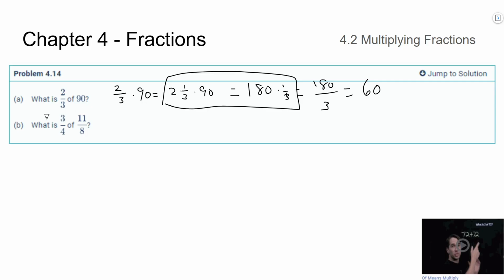All right, so next one right here. What is 3/4 of 11/8? Well, we know of means multiplication, so 3/4 times 11/8. And all we need to do is just multiply across. 3 times 11 is 33, and 4 times 8 would be 32. And that would be our answer.